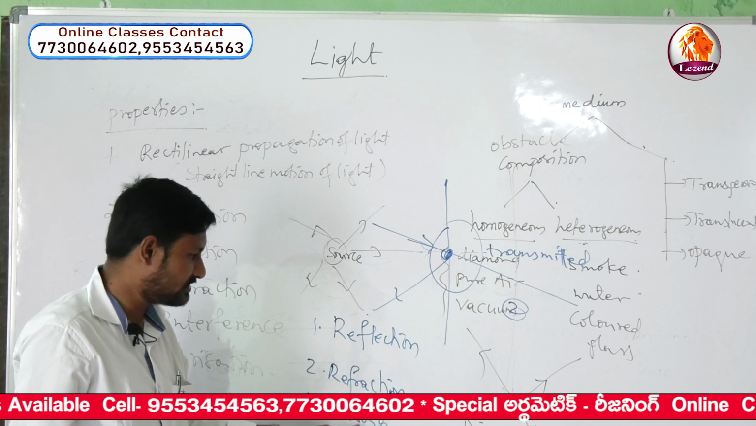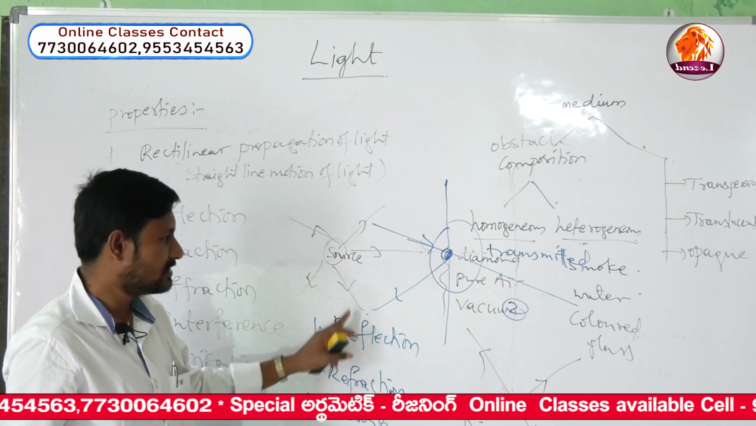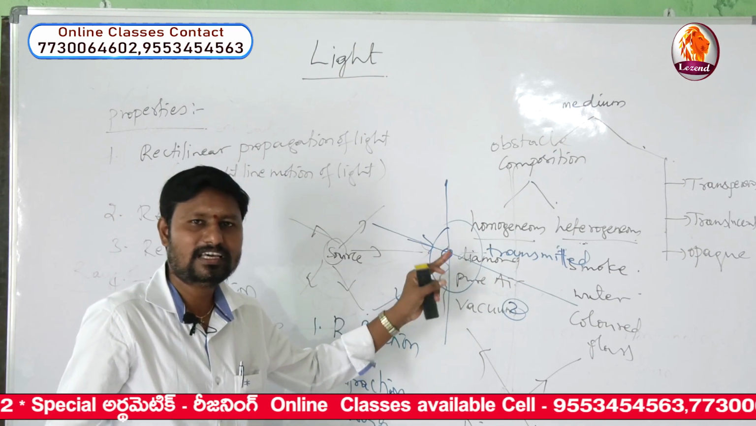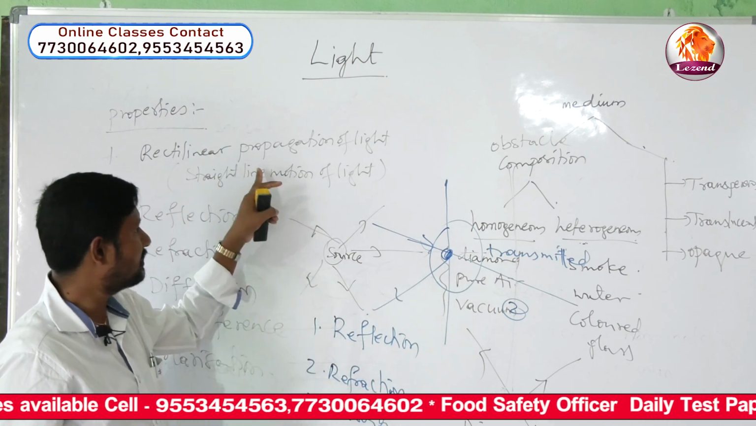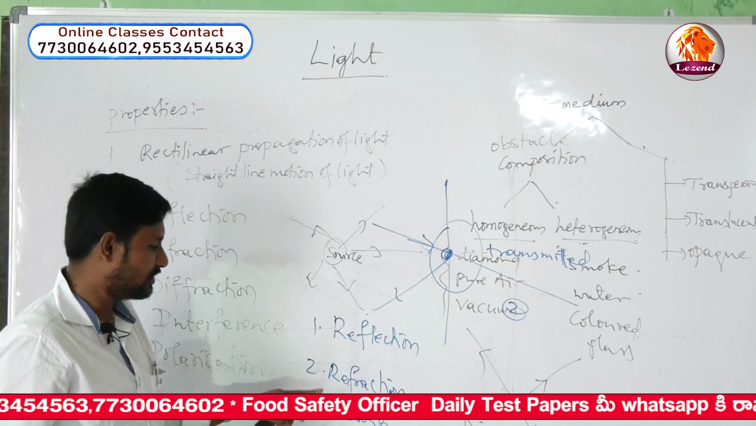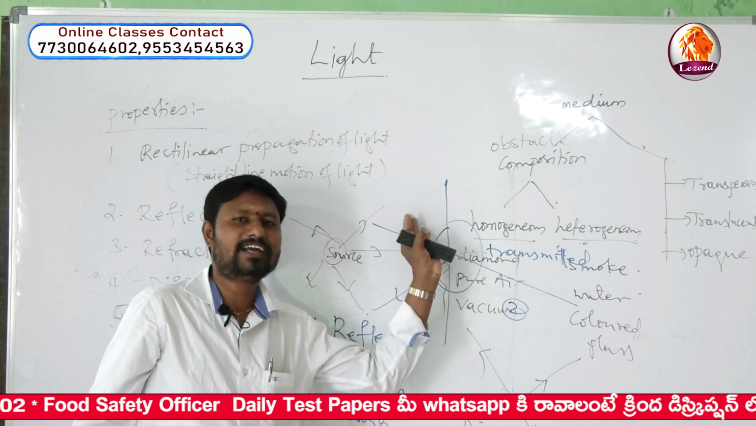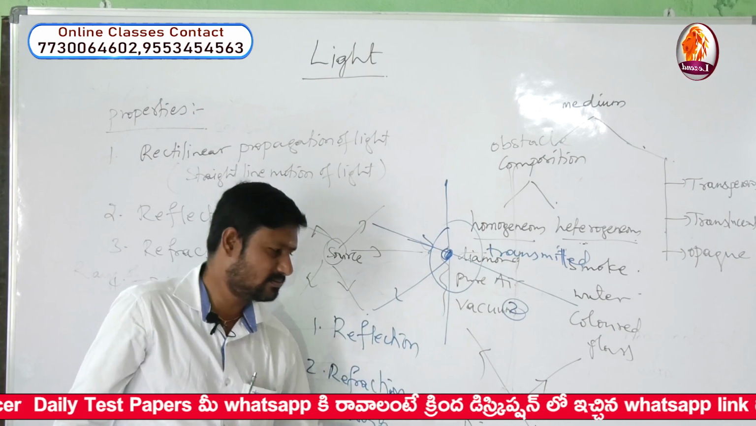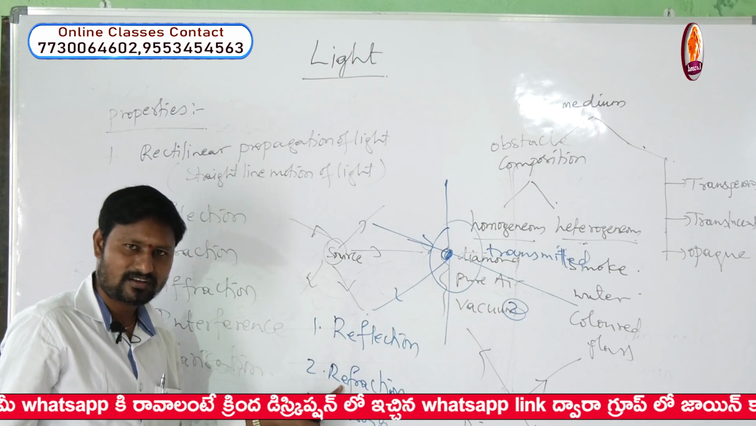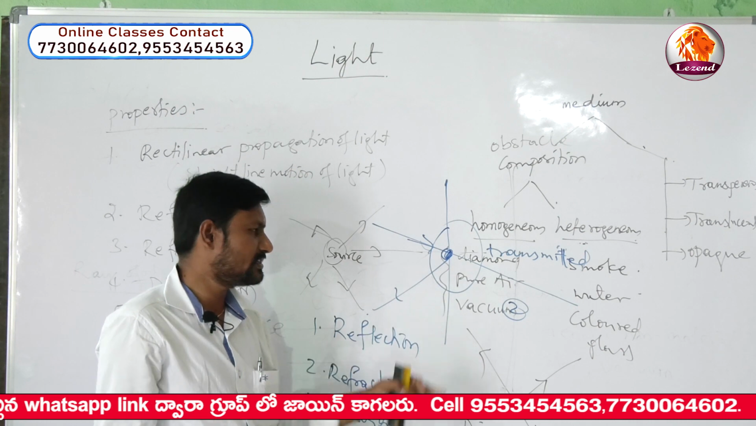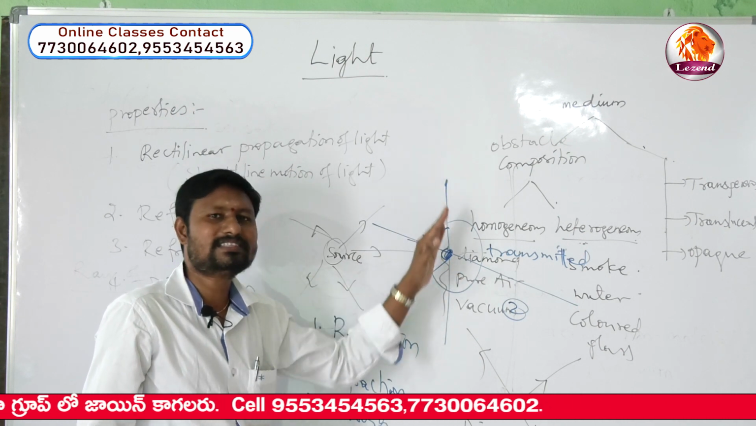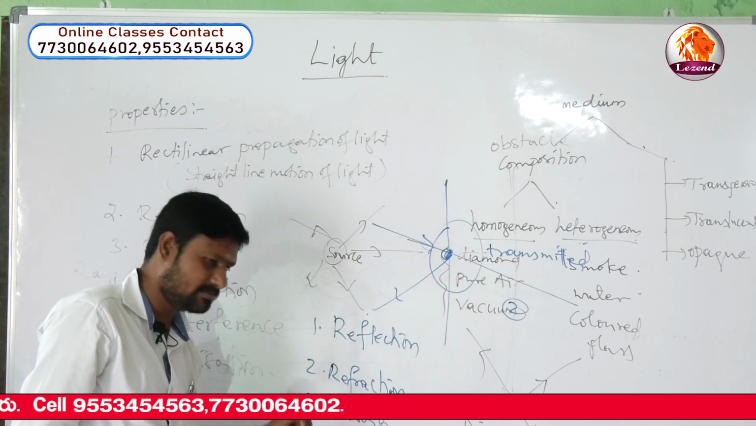So, three possibilities will take place. Number one, some portion of light is returned back into the same medium. That is what we call reflection, one of our properties. Number two, some portion of light will be transmitted into the second medium, which we consider as refraction, another property of light. And some other portion of light is absorbed by the surface itself, which is what we call absorption.